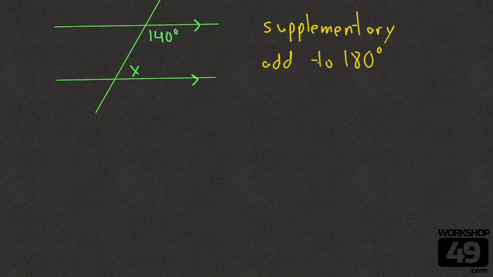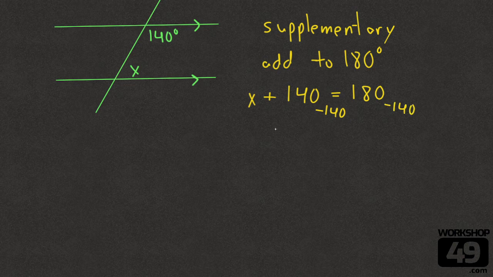So we can set this up to, instead of being equal, look like this. X plus 140 equals 180. We get our x all by itself by subtracting 140. Subtract 140, x equals 40 degrees.